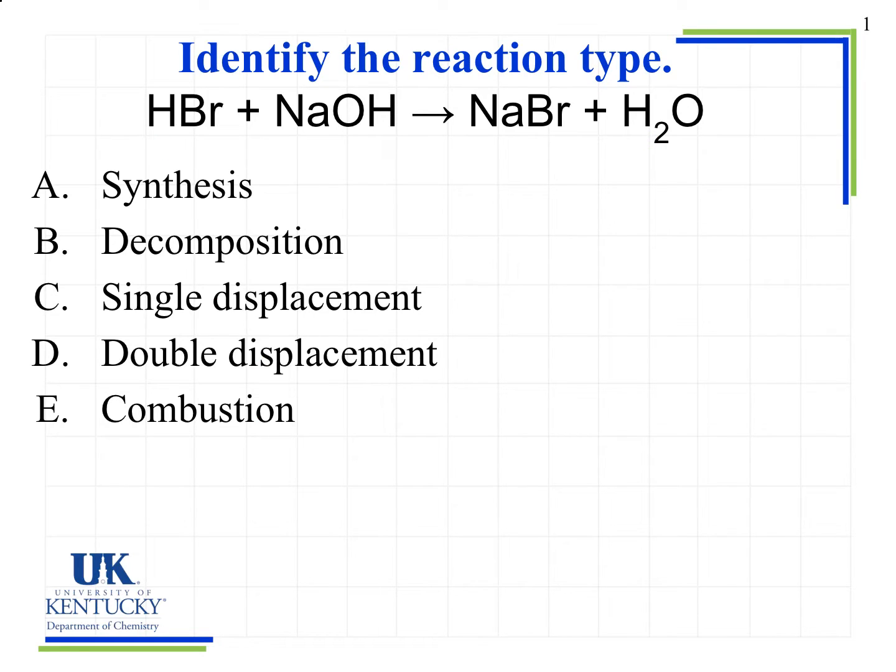So here we have HBr and NaOH. On the product side, we have NaBr and H2O. And if it helps, you might want to think about H2O as being HOH. So this is a double displacement reaction because the H was partnered with the bromine, the sodium with the hydroxide. On the products, we see that the bromine is partnered with the sodium and the hydroxide is partnered with the hydrogen.